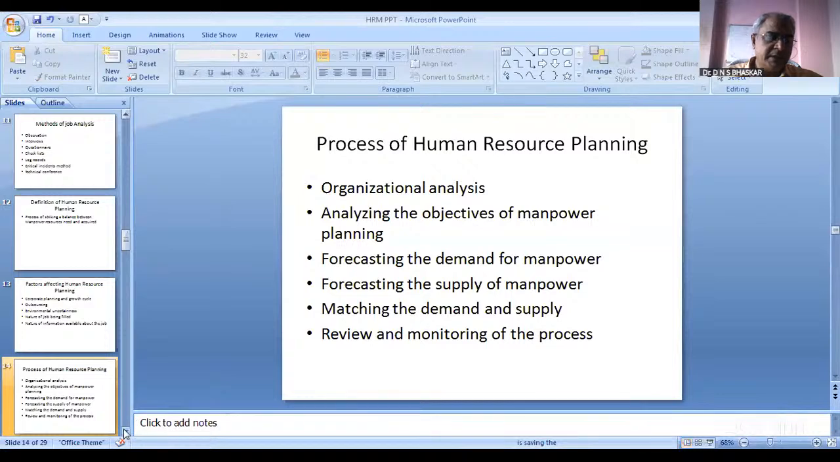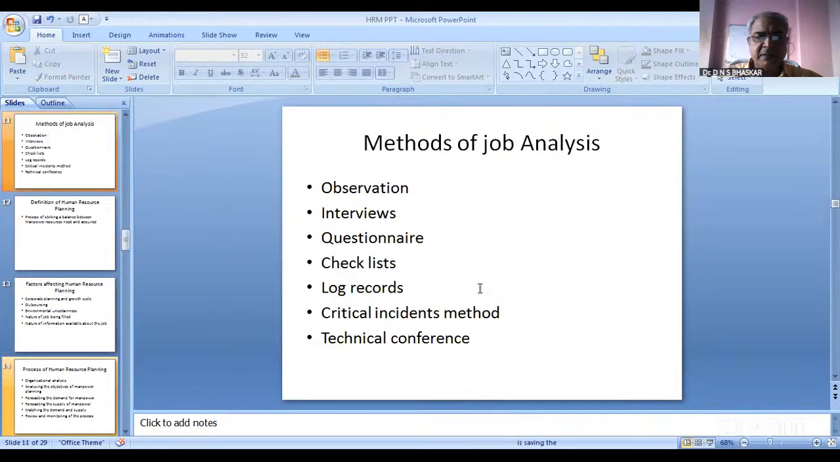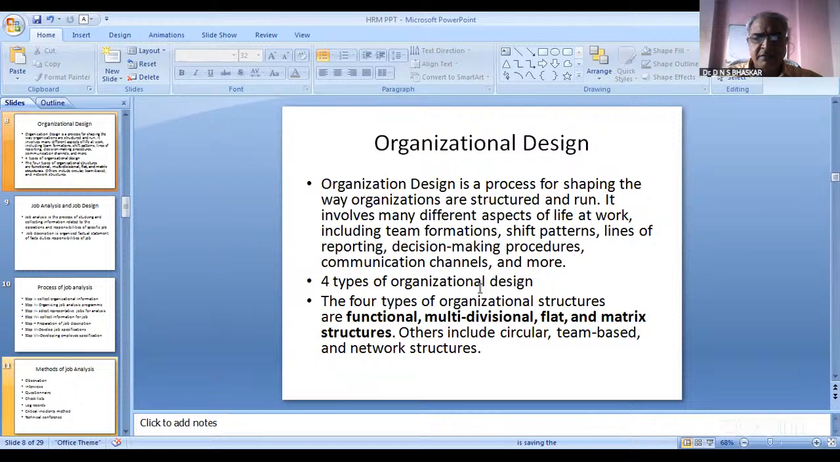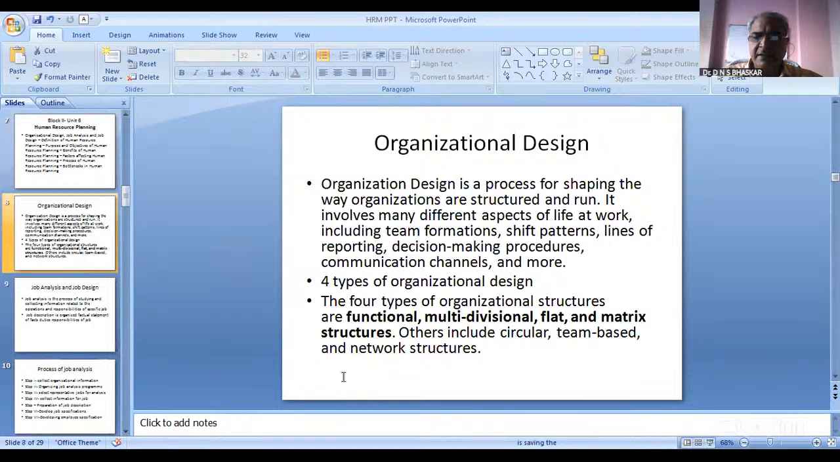Then coming to this one, these are other important aspects which are normally covered in this particular element. So let us briefly sum up the various aspects we covered in today's class, and then we will go further. Next, in this organizational design we have not covered actually, and directly we have entered into the job analysis and job design stage.